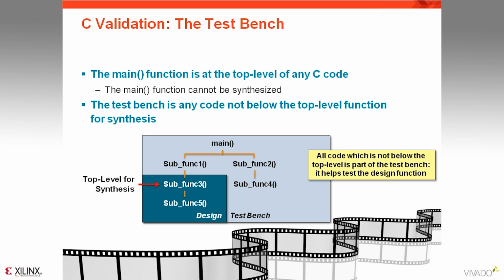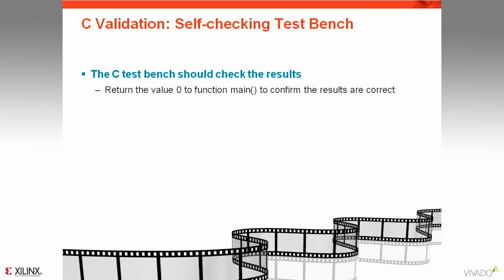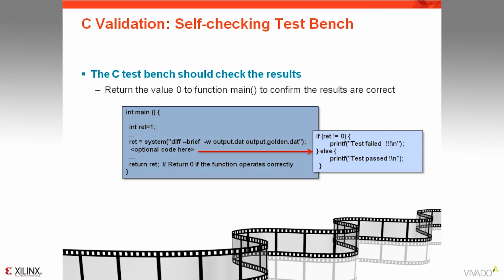Now, let's discuss the importance of a self-checking test bench. An ideal C test bench should check the results and return a value of 0 to the function main if the results are correct. First, we'll explain this and then explain why it's such a good idea. The following code shows variable ret being set to a value of 1 at the start of the test bench. In this example, after everything has been computed, the results are saved to an output file called output.dat. This file is then compared with the expected result. If it returns the value 0, the results are the same. Optionally, some code could be used here to print the results of the comparison.